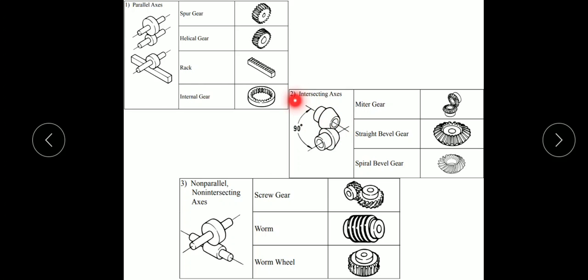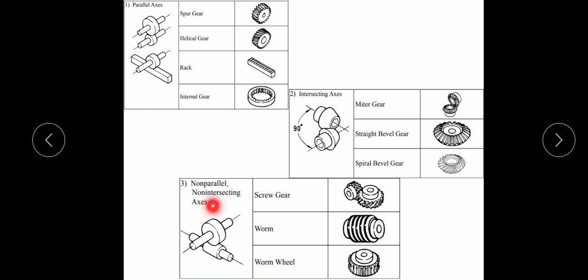And second classification is intersecting shaft. That is, the axis of one shaft will intersect another at an angle of 90 degrees. This is intersecting shaft. Even for 45 degree also there is 45 degree bevel gear available. So there are mainly three types of gears. First one is miter gear or bevel gear, and second one is straight bevel gears, and spiral bevel gears. You can see the difference between teeth. Here teeth are almost straight, but here the teeth are curved. That is the difference between straight bevel gear and spiral bevel gear.